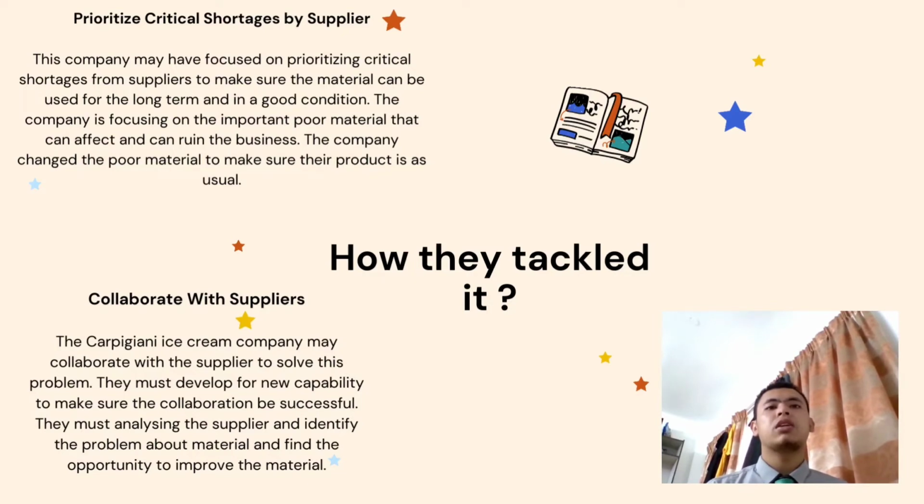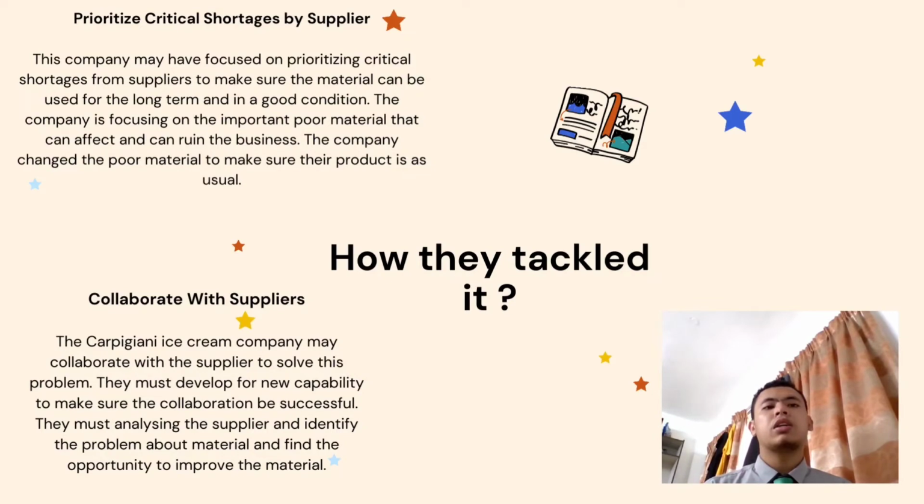For the case study 1.3, how the Carpigiani ice cream company has taken it is the company prioritizes critical shortage by suppliers. This company may have focused on prioritizing critical shortage from suppliers to make sure the material can be used for the long term in good condition. The company is focused on the important poor material that can affect and run the business.